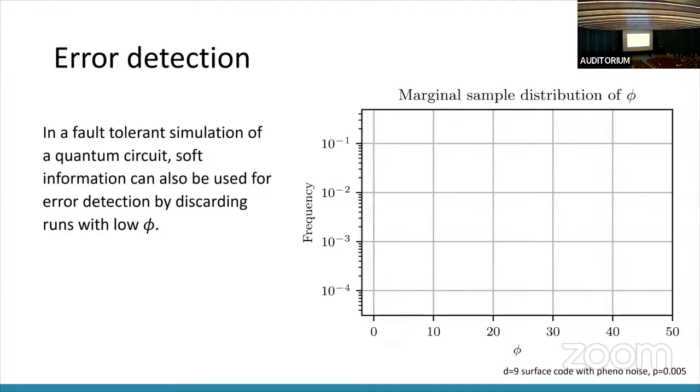Okay, there's also supposed to be a histogram here, but the second application is for error detection. Basically, if you're trying to perform some circuit sampling task and you want it to be really accurate, then you would maybe construct a large error correcting code in order to have a very low error rate. But what we show here is that you can do the same with a smaller error correcting code, and you just have to discard these runs with low phi values.